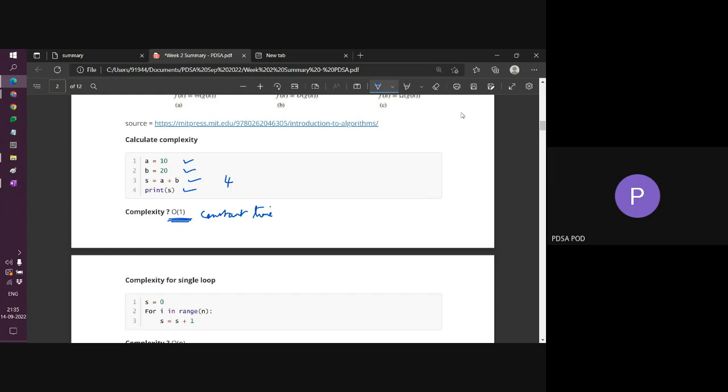Ma'am, in this case, can we say that this is tightly bound? Yeah, so here best case, worst case, everything is the same, right? So we can say that this is tightly bound, because the best case and the worst case are the same.